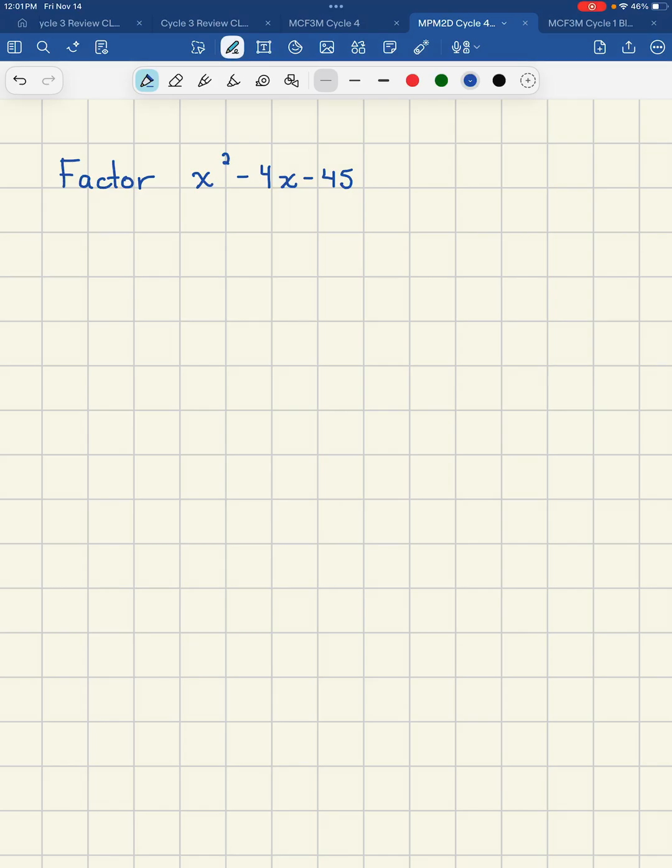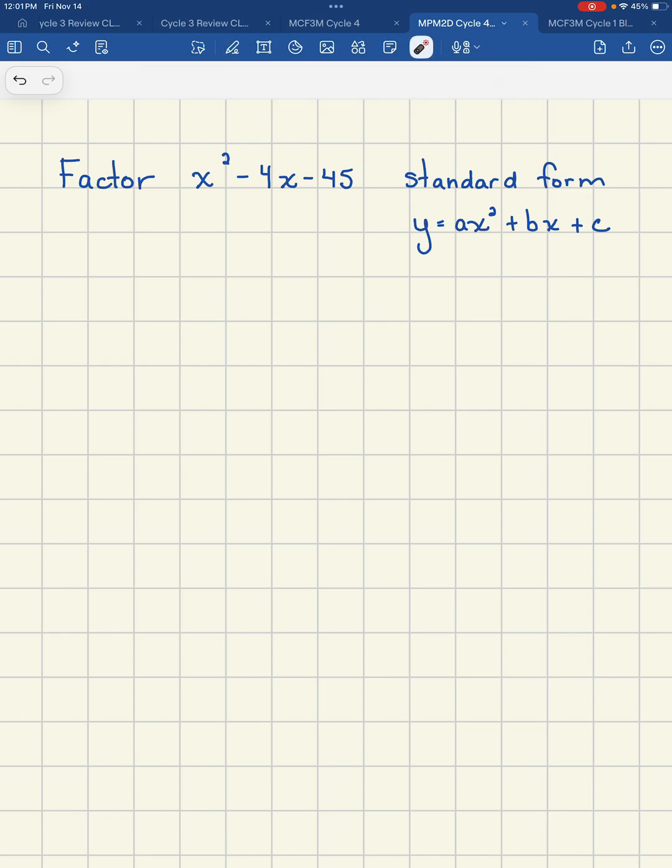In order to factor a quadratic equation, it needs to be in standard form. So a reminder that standard form is when you've got y equals ax squared plus bx plus c. That means that you have an x squared, which as you can see here we do. You have an x and you've got a constant at the end here. That means that you also have an a, b, and a c.